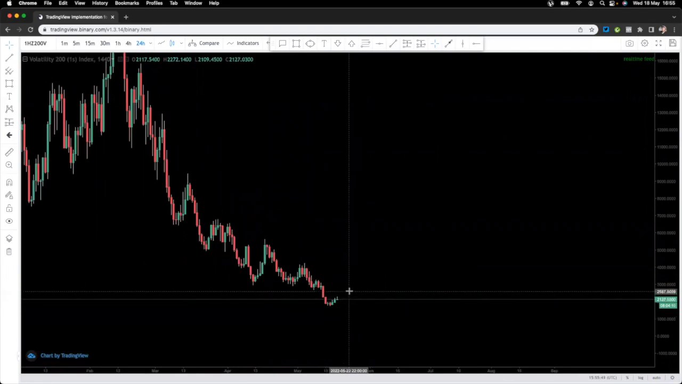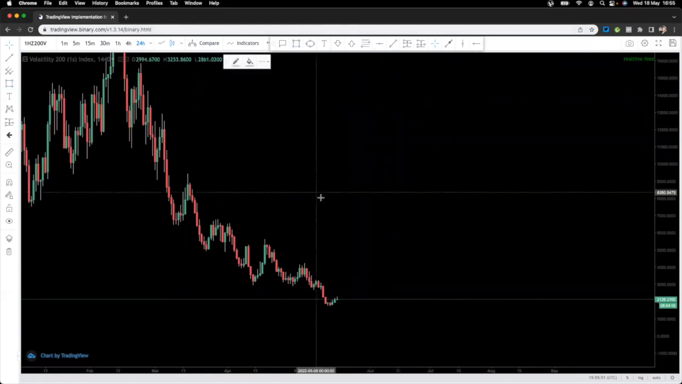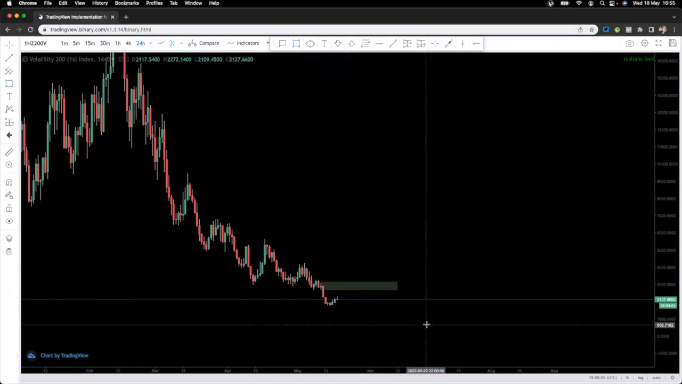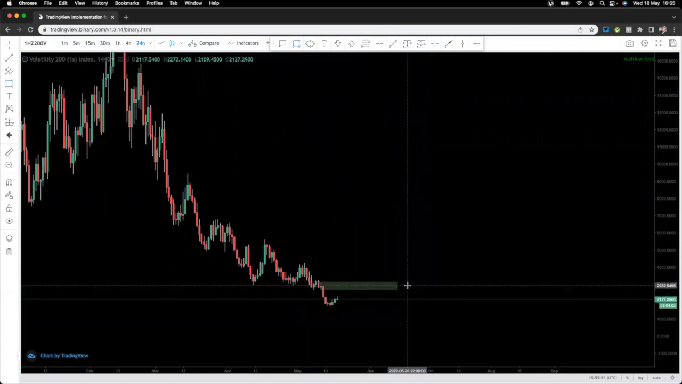Where's my area of supply? Right here. This is a fresh one right here. So basically what I did, I just set an alarm around this area. When price gets there, I'm just going to look for an entry confirmation. In this case, it's a trend line break or a last point of demand.